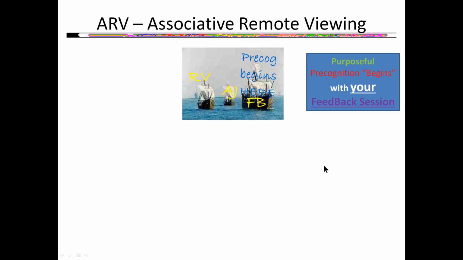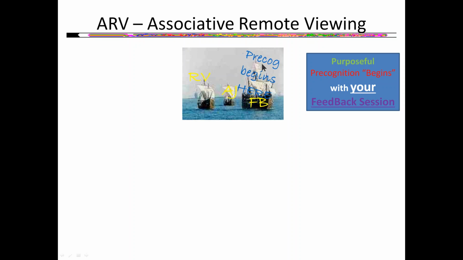We are purposefully now taking on this precognition, and in a very real sense, when you realize that you're looking at time differently, it's almost like you're outside of space and time because you're able to look at the future, experience the future. This whole process of associative remote viewing begins with the feedback session, because that's when you know the truth. That's when you get to see the target. You can interact with it. You can light it up for your remote viewing session.